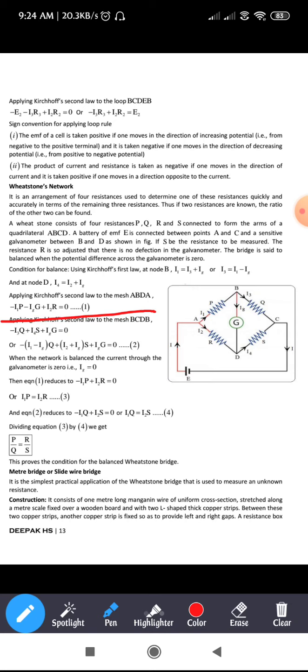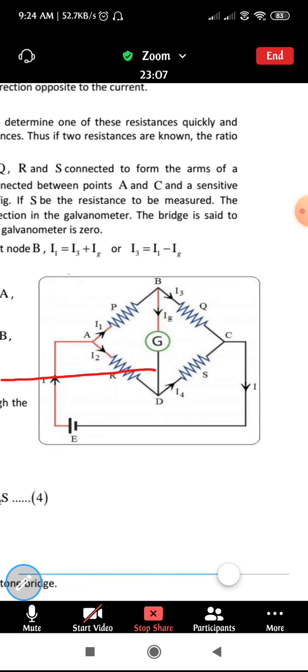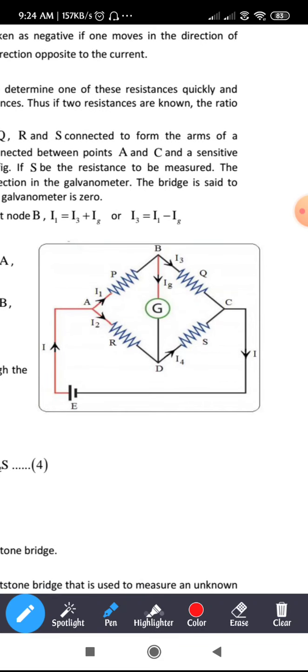We have applied KVL to the loop or mesh ABDA, correct, students? Now apply the KVL to the loop BCDB. Try it. Let me see. Give the equation. Start from B to C. Let me know what equation you are going to get.